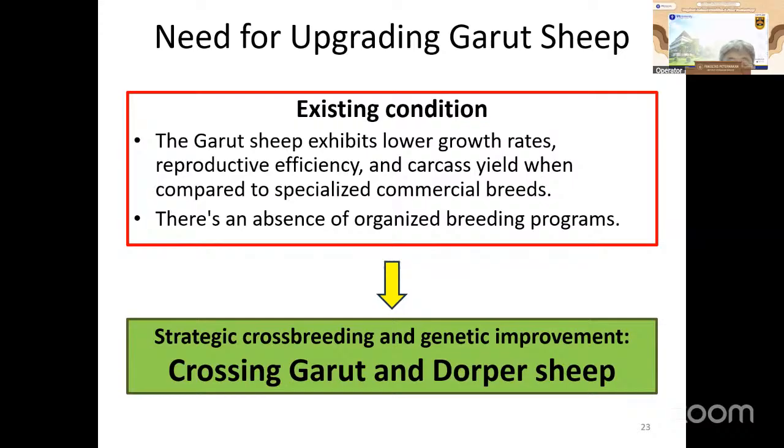For the sake of Garut lamb meat production, it needs to be upgraded. This is the existing condition of Garut sheep. First, the Garut sheep exhibit lower growth rate, lower reproductive efficiency, and lower carcass yield when compared to specialized commercial breeds. And the second, there is no organized breeding program. Therefore, it needs strategic crossbreeding and genetic improvement, that is crossing Garut and Dorper sheep.